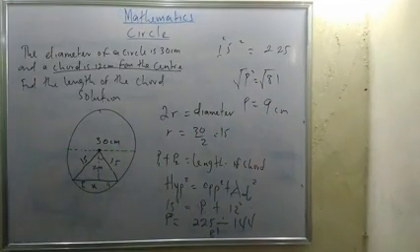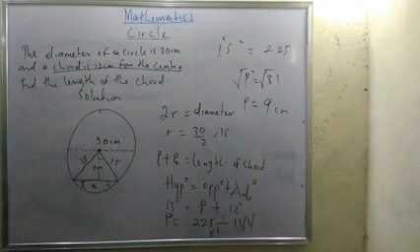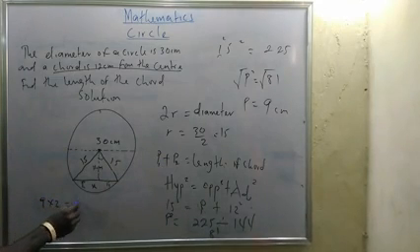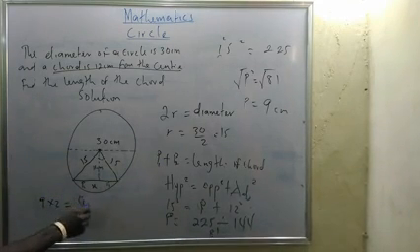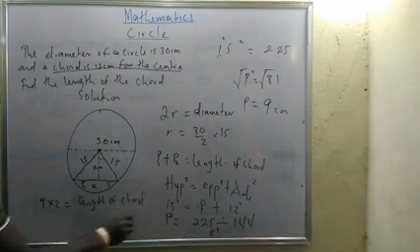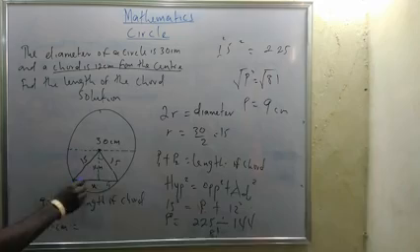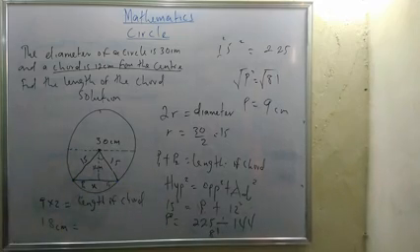Now, your 9 centimeters, I've said here that 2P equals the length of the chord. It means I'll have 9 multiplied by 2, which equals 18 centimeters. That's what I'm looking for. It means what is here, from here to here, is 18 centimeters.